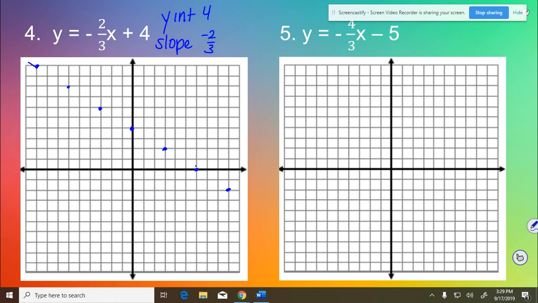So then we use our straight edge, cross that line all the way through, arrows on both ends, and label it with the equation y equals negative 2/3 x plus 4.